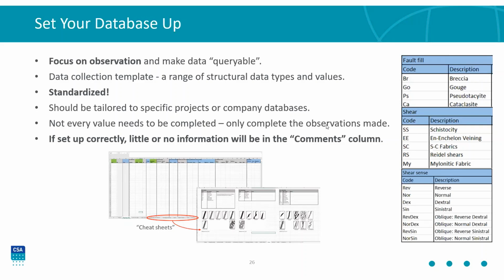And if you do this correctly, you should have little or no information in the comments column. Very often things that are difficult or complicated get buried in the comments column, and there can be really important information in there, but we're trying to move that information out of the comments column into specific fields that we can query. That means then when you've got the orientation of a particular structure, you can query it by its fill or its alteration or its shear sense. And so it becomes much more useful.